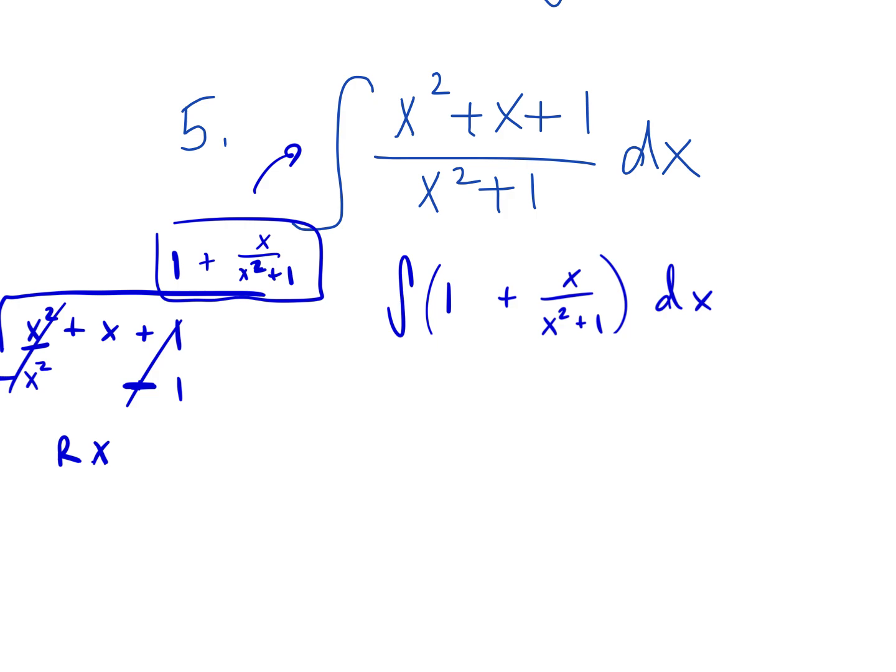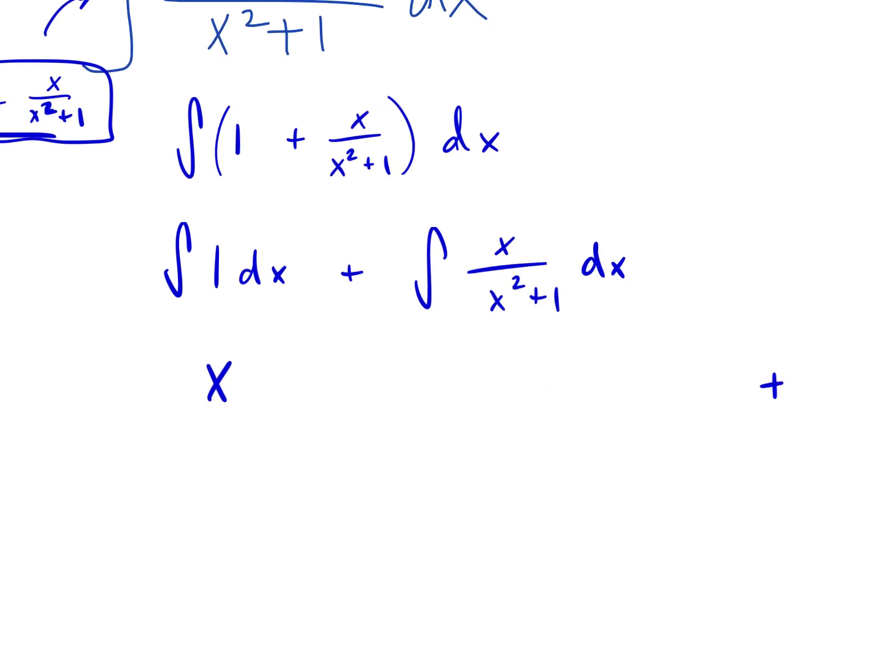So when we take our integral here, I'm going to split it up into 2 parts. I'm going to take the integral of 1 dx and add that to the integral of x over x squared plus 1 dx. What is the integral of 1 dx? Awesome, x. If you want to, you could put x plus c here so you don't forget, or just make sure you include it at the end, plus c.